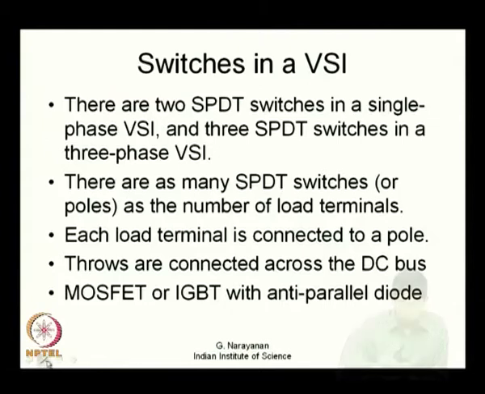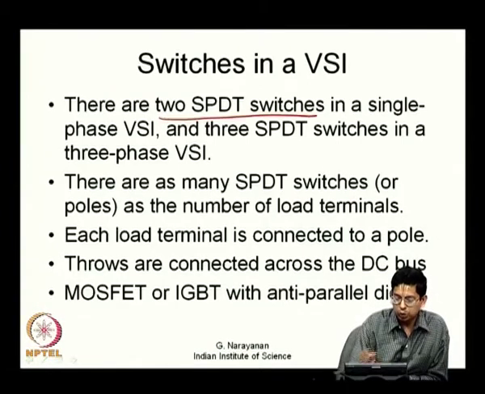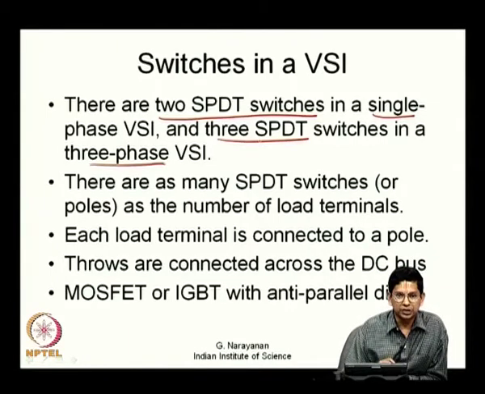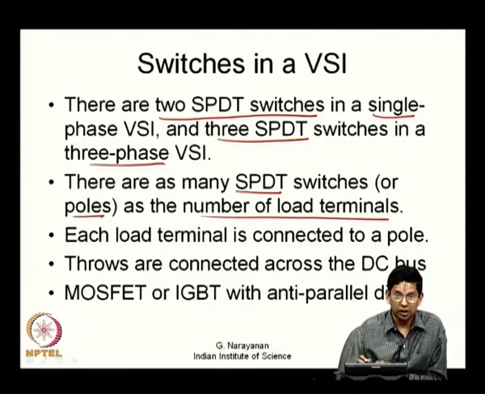There are 2 single pole double throw switches in a single phase inverter. In a 3 phase inverter, you have 3 single pole double throw switches. So, as I mentioned here, there are as many single pole double throw switches or as many poles as there are load terminals. In a single phase load, you have 2 terminals, therefore, you need 2 poles or 2 single pole double throw switches. In a 3 phase inverter, you have a 3 terminal load. So, 3 poles or 3 single pole double throw switches now. So, each load terminal is connected to a pole as indicated here.